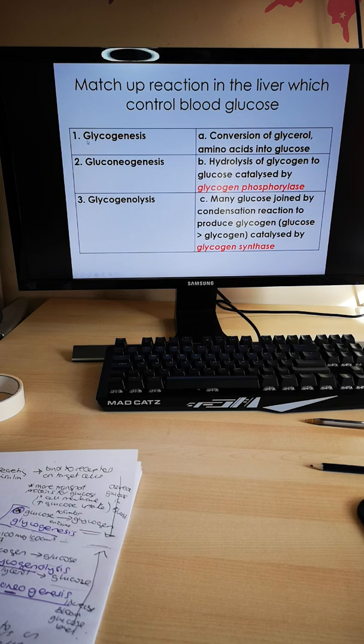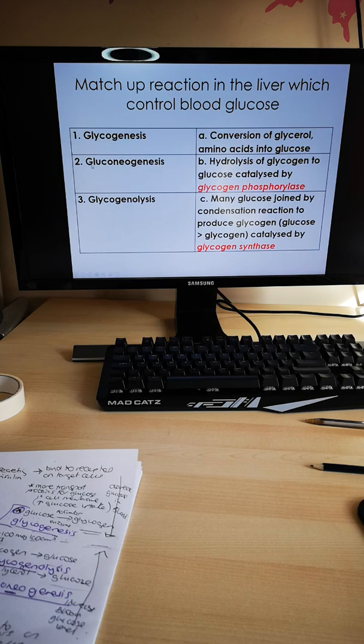So the first one is glycogen, you can see in there, so glycogenesis. So that was making glycogen. So you should have matched that up with C. Okay, so glycogen synthase is the enzyme that catalyzes that reaction. That's not too hard to remember.